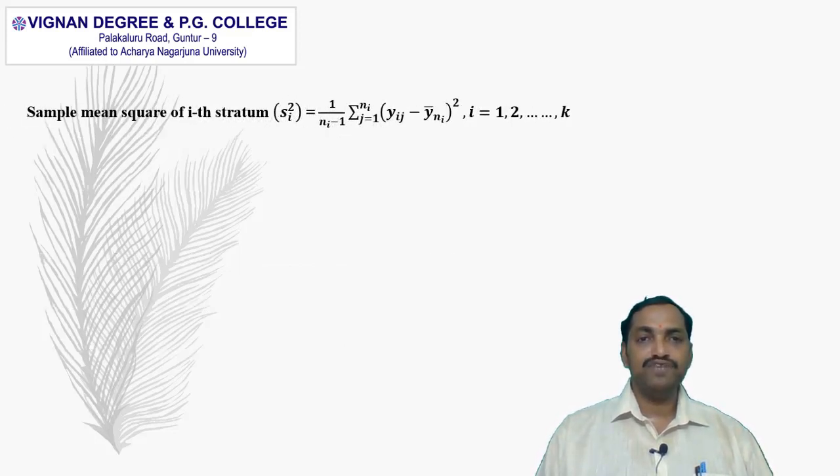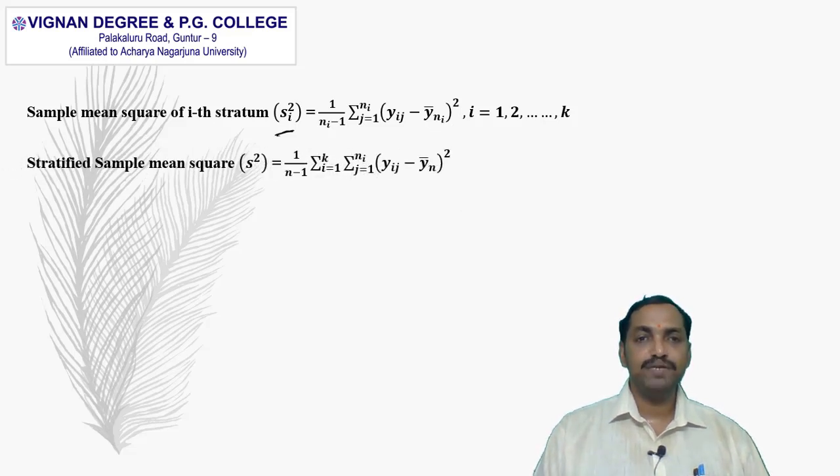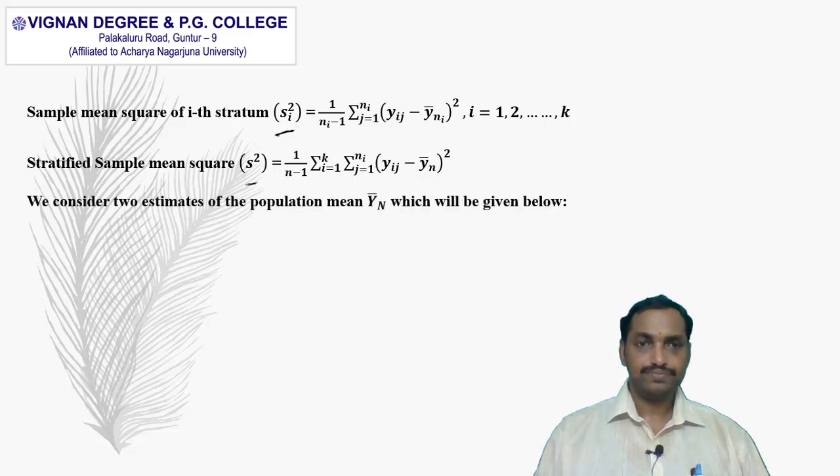And then sample mean square of ith stratum is denoted by small s_i square and is given by the formula 1 by n_i minus 1 into summation (y_ij minus y_i bar) whole square, where i is equal to 1 to k. Stratified sample mean square is denoted by small s square, which is equal to 1 by n minus 1 into double summation (y_ij minus y bar) whole square.